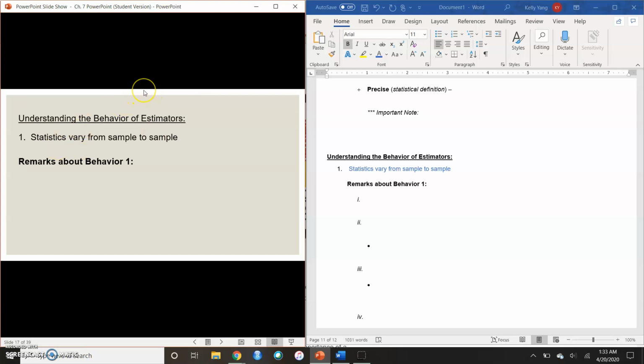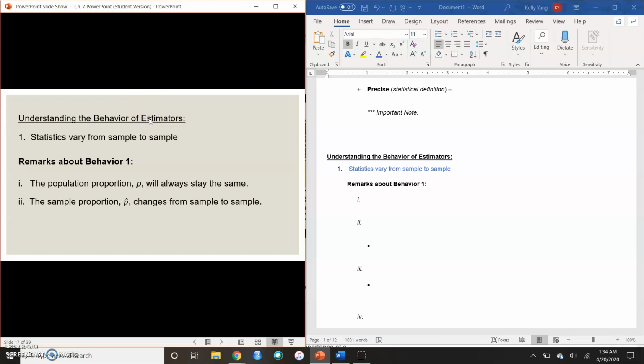Some remarks about this behavior. Let's say the population were all Math 1150 students, and we found that 25% prefer the color red. Then that population proportion will always stay the same no matter how many different samples we take. The sample statistic can change, but the population proportion will always remain the same.